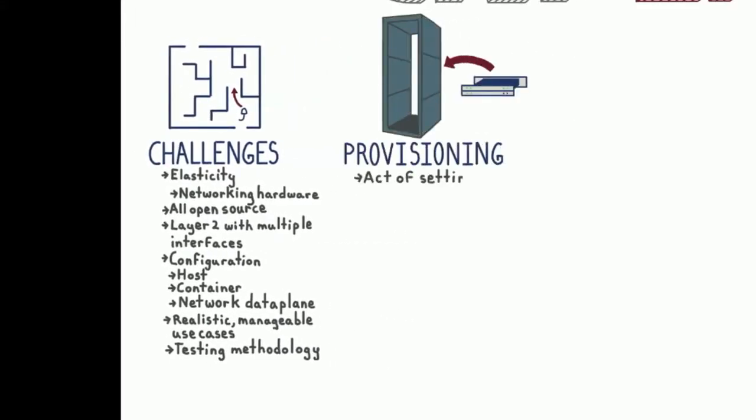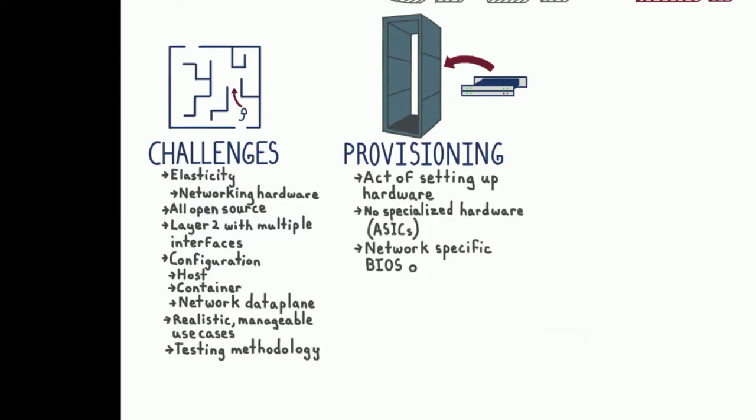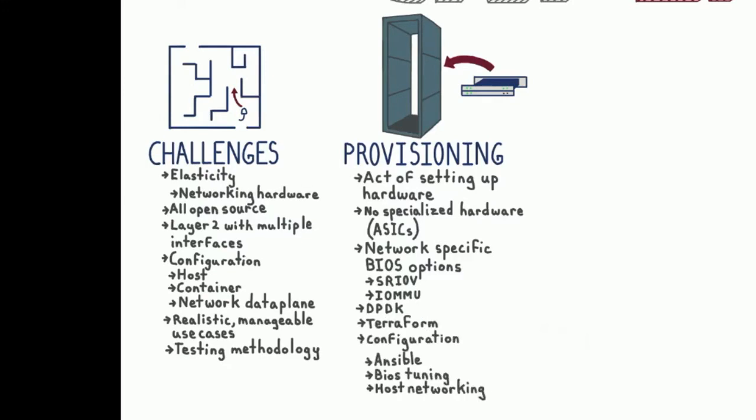When provisioning hardware to be used for networking, we use commodity hardware and network cards, but minimize networking hardware with ASICs such as hardware routers and switches. This gives an opportunity for more elasticity when provisioning.